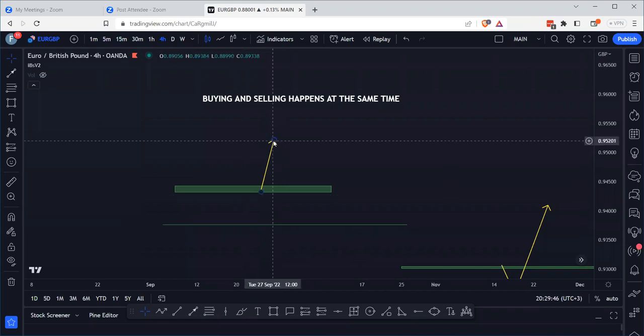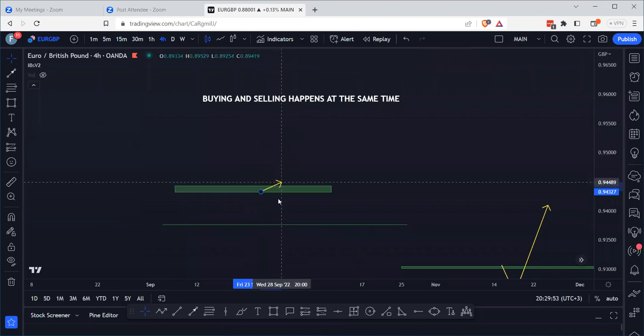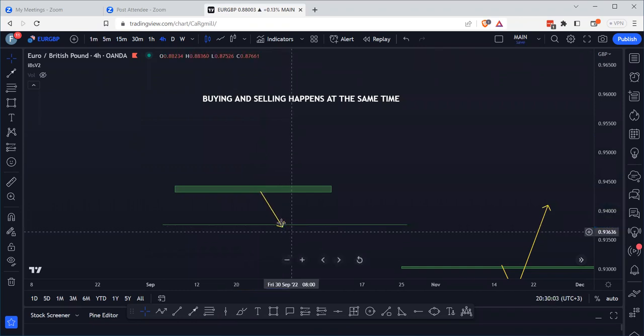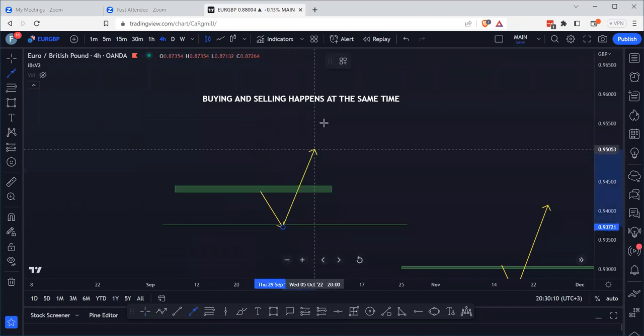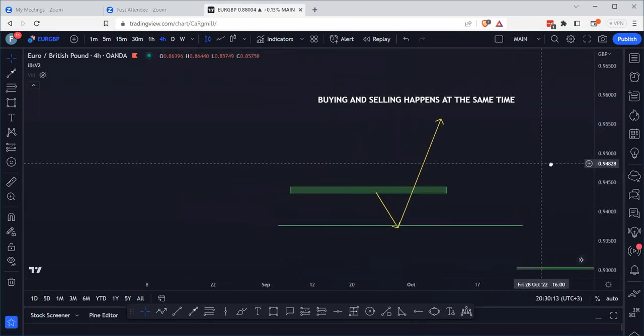That's why a lot of times, because these big boys want to move price up, they need to find people willing to sell. So they're going to move the price down. They're going to go down to take out your own sell order, and then they buy at your price, and then they move price in the direction where they want to move price to. It's as simple as that.